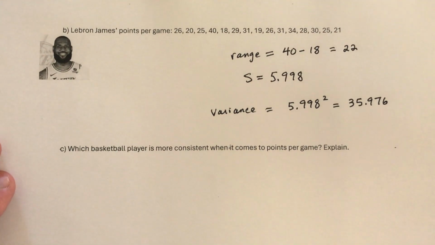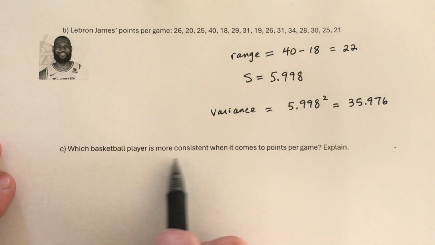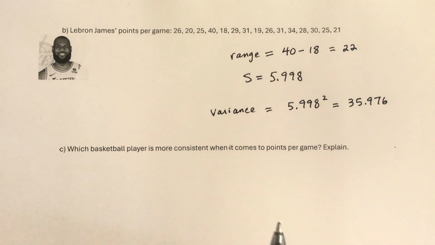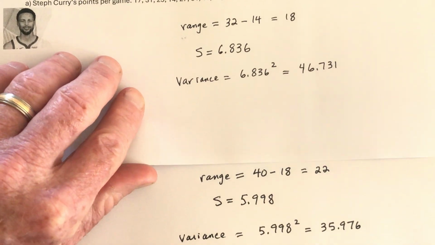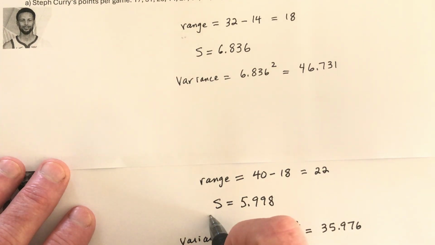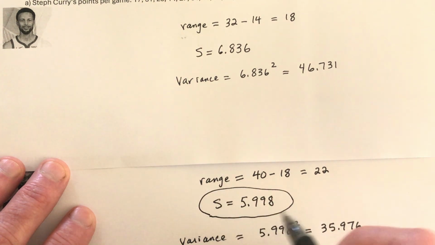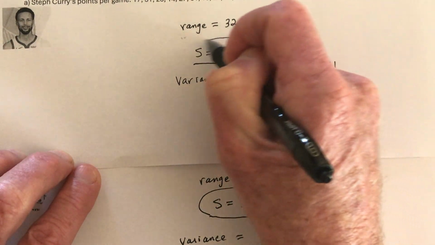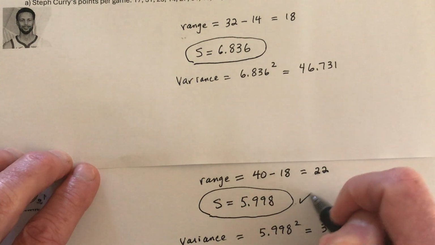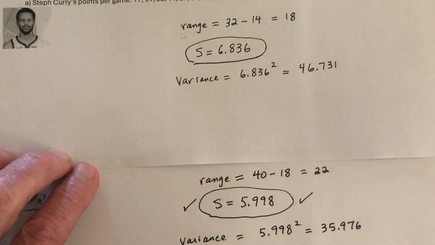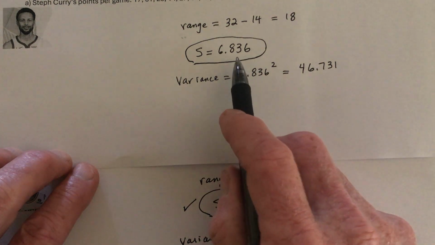All right, the last question is, which basketball player is more consistent? The best way to measure consistency is to use the standard deviation. So you look at this for LeBron and this for Steph Curry, and whichever one is smaller, that means they're more consistent. So this is the smaller out of the two, so that means that LeBron is more consistent.